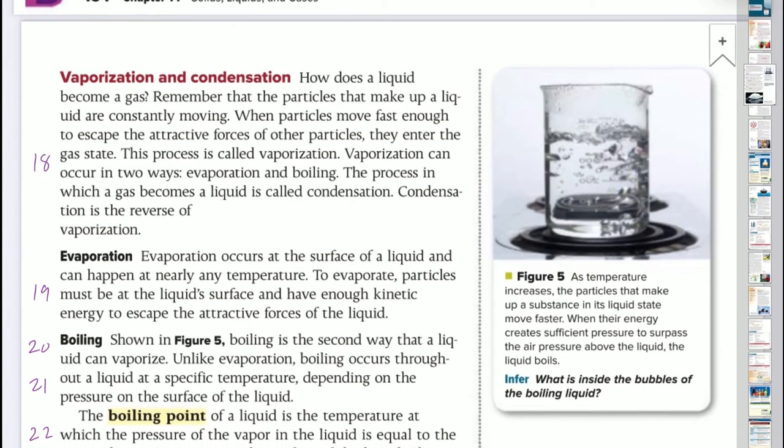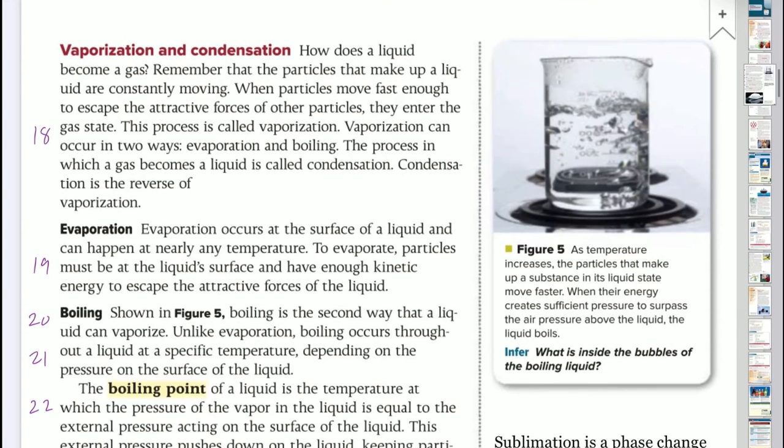Vaporization and condensation. How does a liquid become a gas? Remember that particles that make up a liquid are constantly moving. When particles move fast enough to escape the attractive forces of other particles, they enter the gas state. This process is called vaporization. Vaporization can occur in two ways: evaporation and boiling.